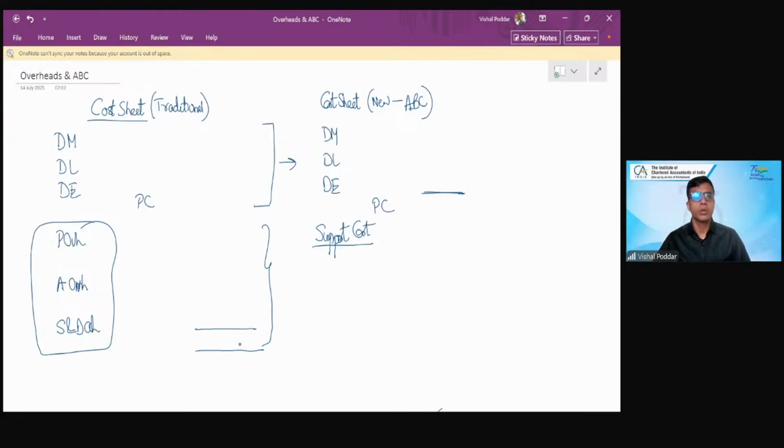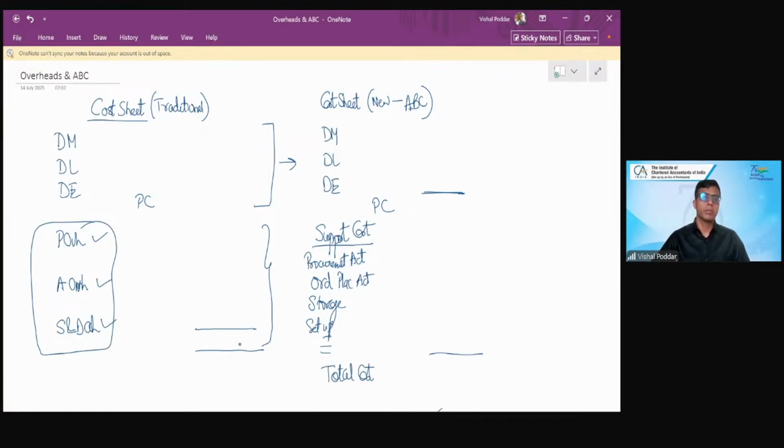And instead of charging the overheads by this approach, which is now the traditional approach, you charge the overheads by the ABC approach, where you identify different activities. So it may be your procurement activity. It may be your order placing activity. It may be your storage. It may be your setup and so on. And this is how you will reach your total cost.